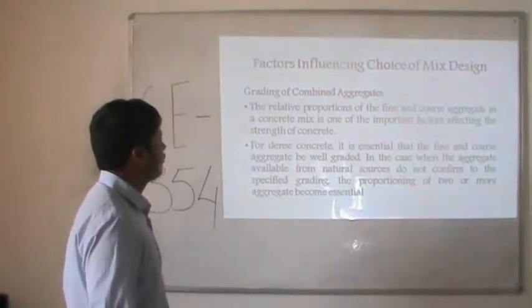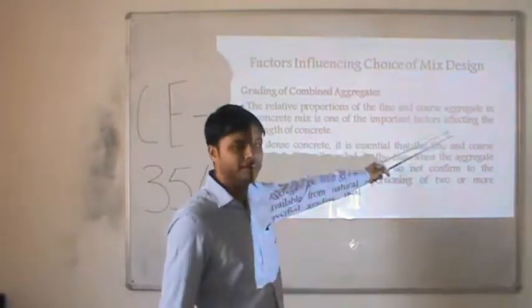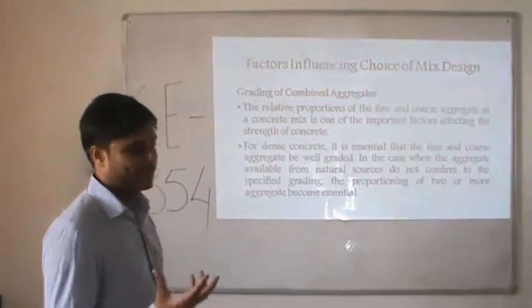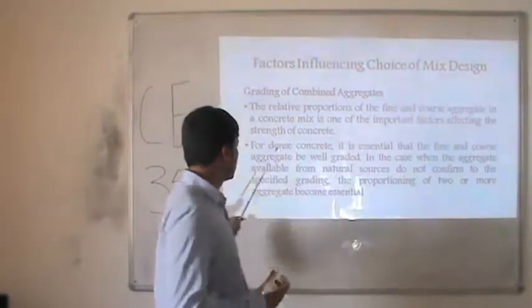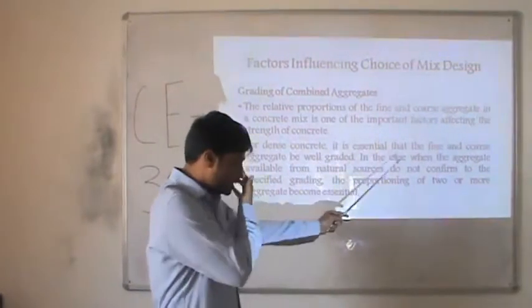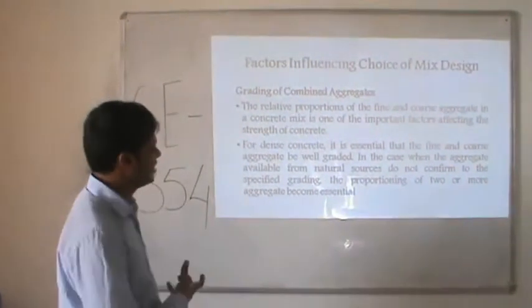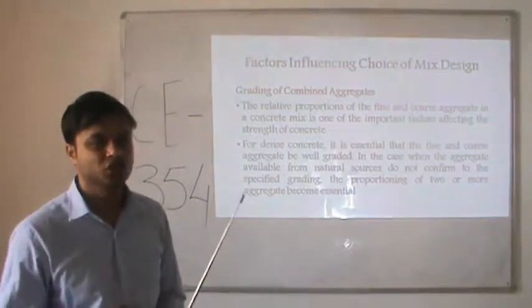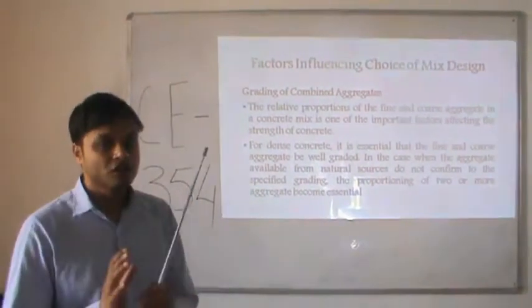Now, grading of combined aggregate. The relative proportion of the fine and coarse aggregate in a concrete mix is one of the most important factors affecting the strength of concrete. So we must see the grading of the combined aggregate, the fine and coarse portions altogether. For dense concrete, it is essential that the fine and coarse aggregate be well graded. In the case when aggregates available from natural sources do not conform to the specified grading, the proportioning of two or more aggregates becomes essential. So the ratio in which we add fine aggregate and coarse aggregate should be good enough so that our end objective will be fulfilled.